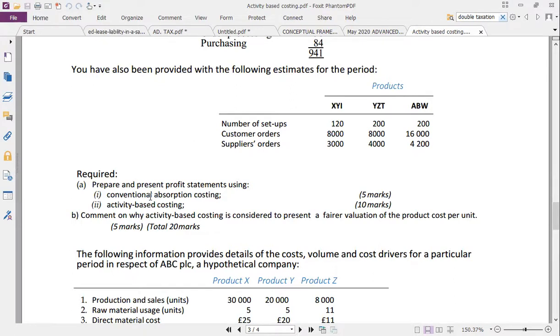So prepare and present profit statement using one, conventional absorption costing, 5 marks. Two, activity-based costing, 10 marks. Three, comment on why activity-based costing is considered to present a fairer valuation of the product cost per unit, 5 marks. So you have to try all this. Okay, so let's start the game. So the head will be profit statement, in brackets, conventional absorption system.